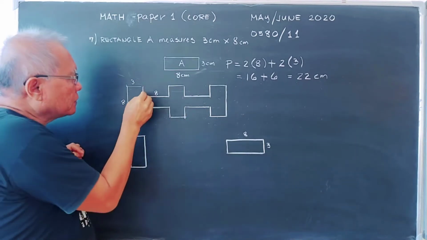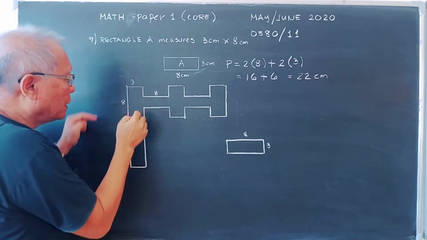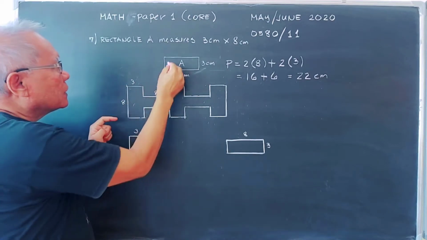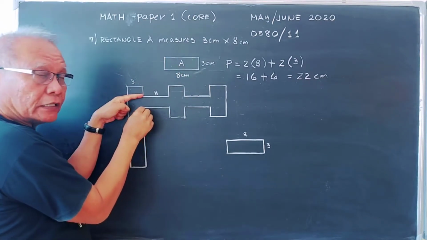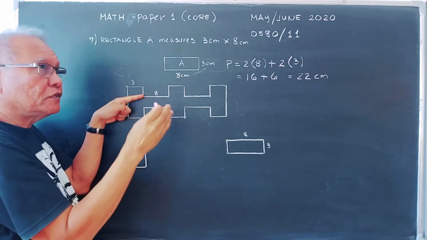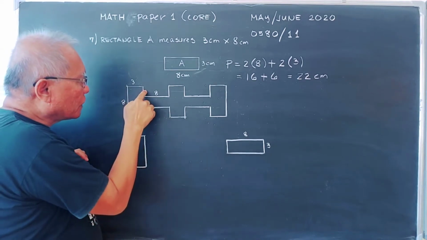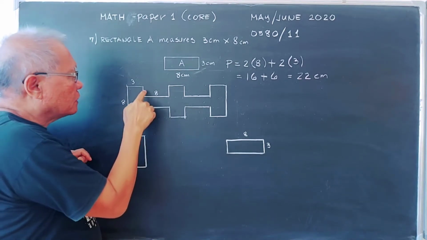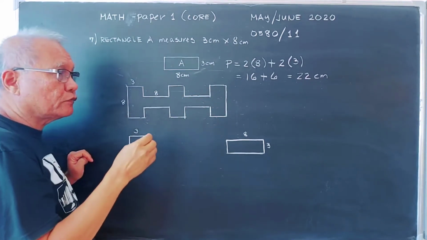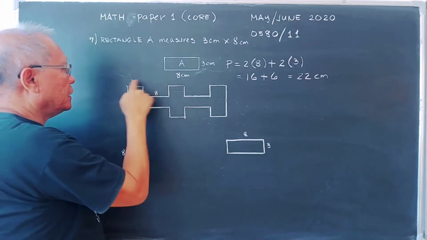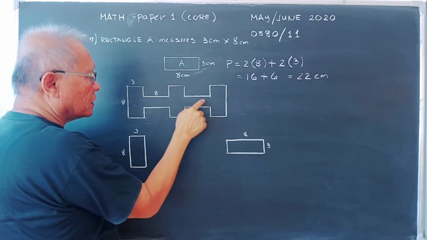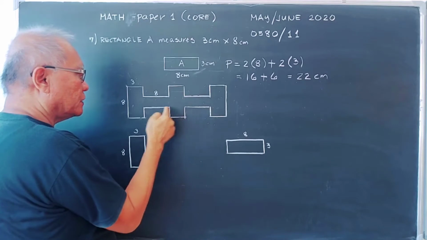Now, how can we determine the length of this small portion here? We know this one is 8, so this one is 8, and this one is 3. So we have 8 minus 3 is 5, and then we divide it by 2, so we have 2.5 and 2.5. So we have 2.5, 1, 2, 3, 4, 5, 6, 7, 8, 2.5. Now this one is also 3, 3, 3, 3, and this one is 8, 8, 8.